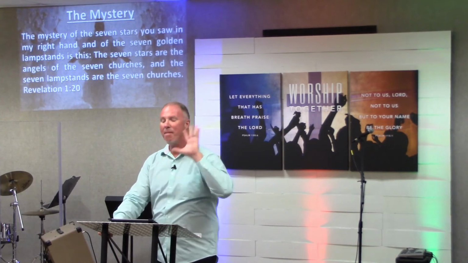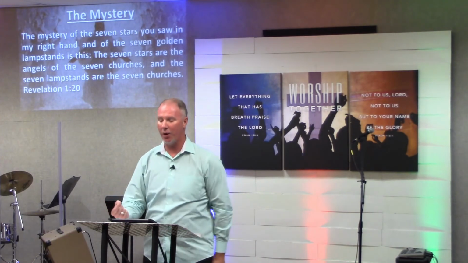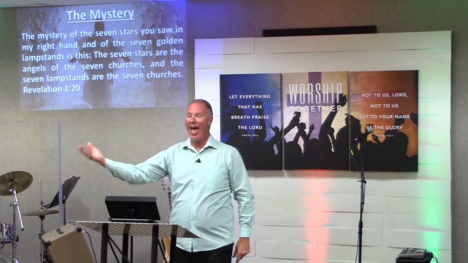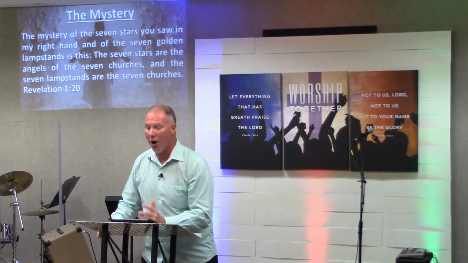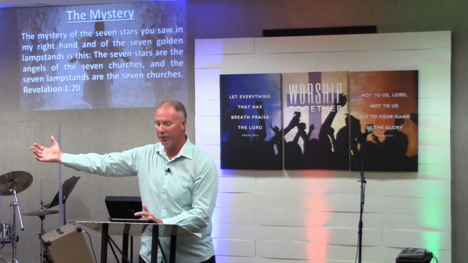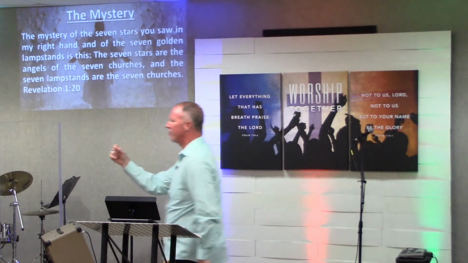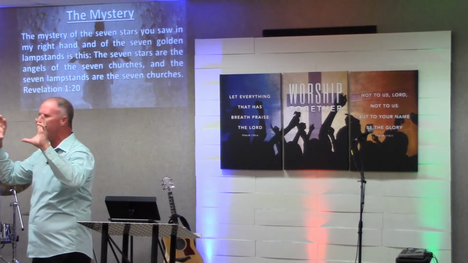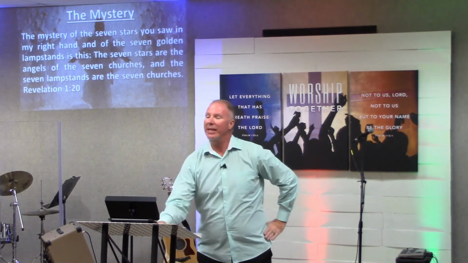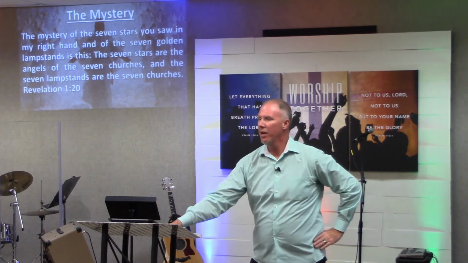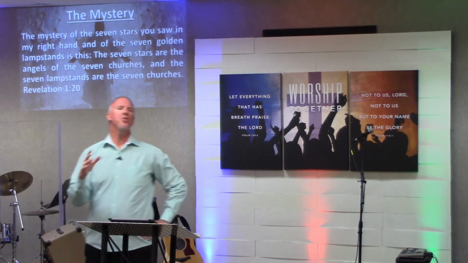Okay, wonderful. The mystery, Jesus says to John, of the seven stars you see in my right hand, and of the seven golden lampstands is this. The seven stars are the angels of the seven churches, and the seven lampstands are the seven churches. Remember, we talked about this last week, that there's lots of metaphors and images, symbols and similes throughout the book of Revelation. But that doesn't mean we don't understand it. So people will say, well, what does the seven stars stand for? What does the seven golden lampstands mean?